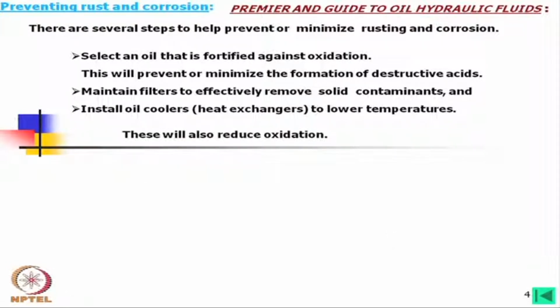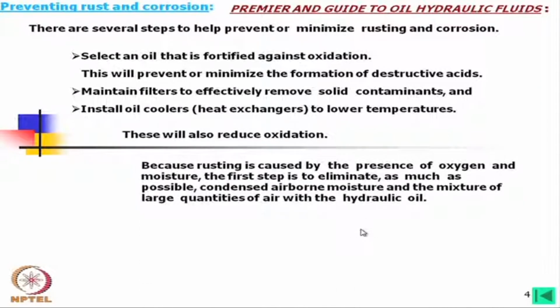These will also reduce oxidations. This is what we are doing mainly for corrosion prevention, that will also reduce the oxidations and rusting. Because rusting is caused by the presence of oxygen and moisture, the first step is to eliminate as much as possible condensed airborne moisture and the mixture of large quantities of air with the oil hydraulics.